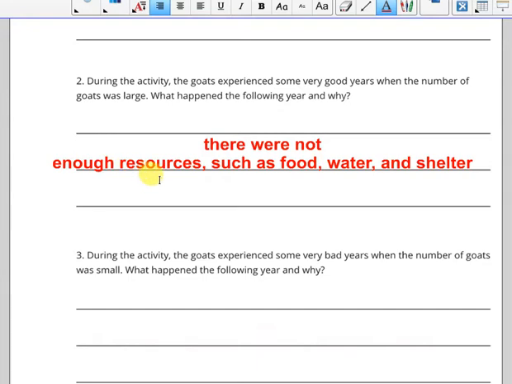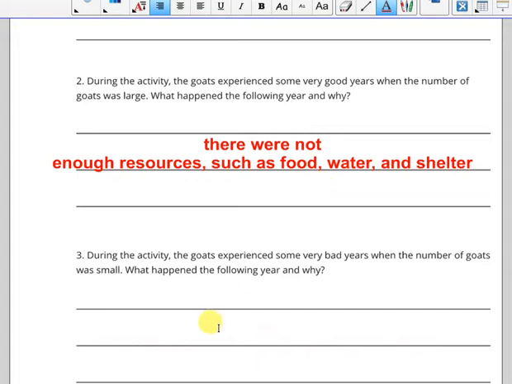Resources of what? Of food, water, and shelter. So the goats will die, so the number of goats will decrease. Decrease means subtract. Increase means addition. Okay. So the number of goats decreases according to what? There were not enough resources like food, water, and shelter.